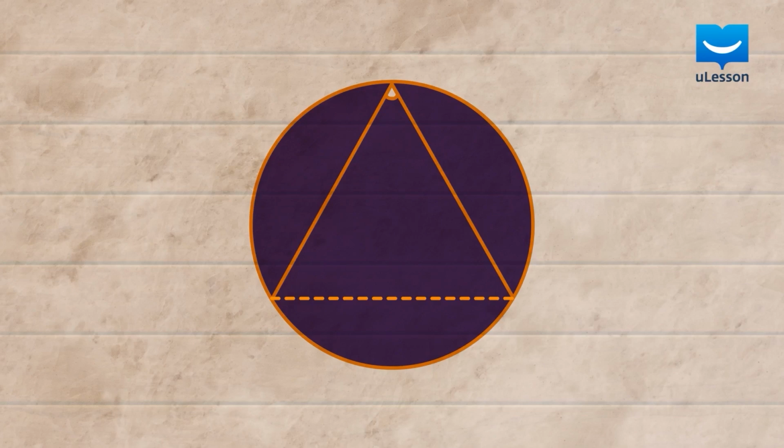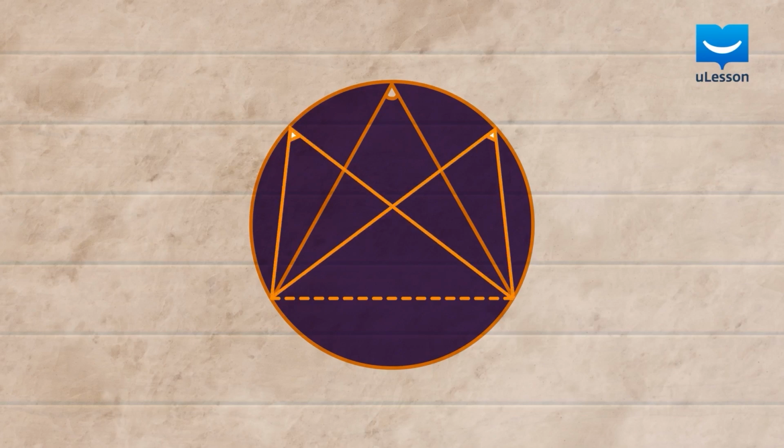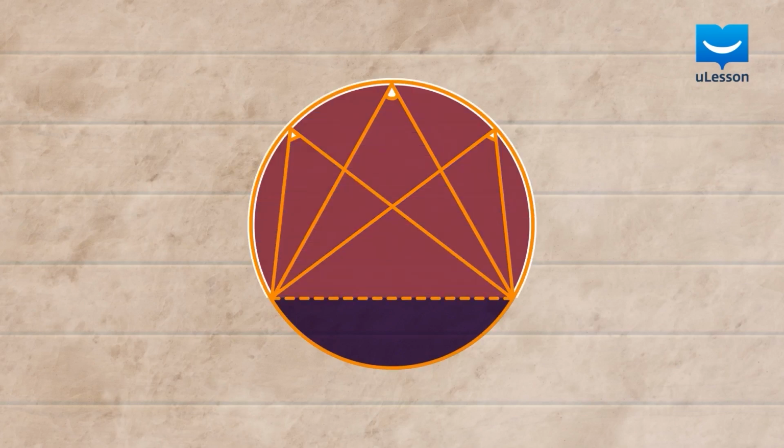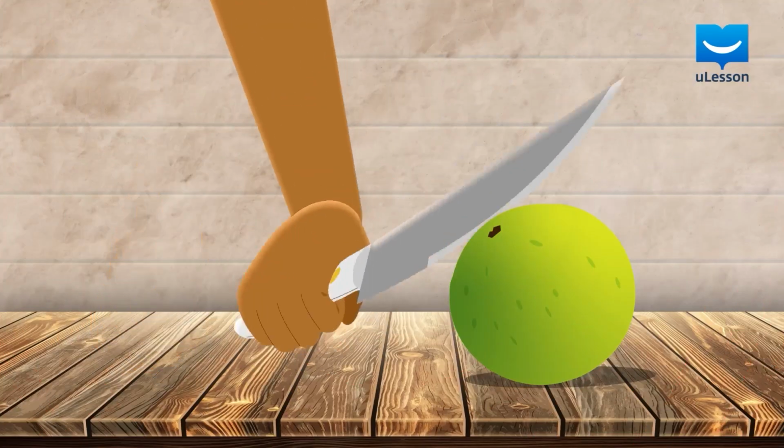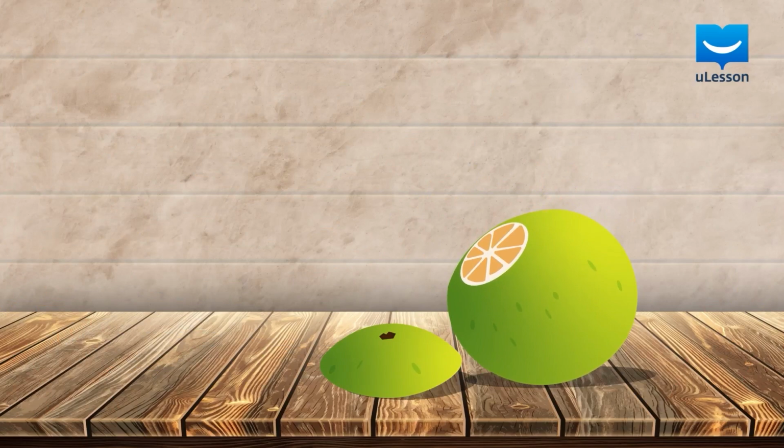Whenever two or more angles are subtended from the same chord, these angles are said to be angles in the same segment. Come along as we explore the different results of dividing an orange like this. Oh, pardon me, I meant a circle.